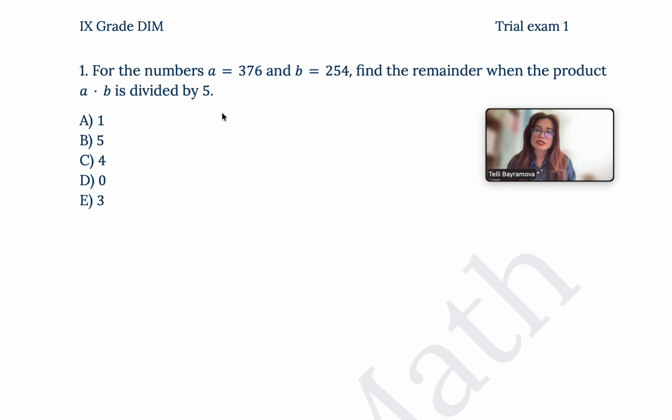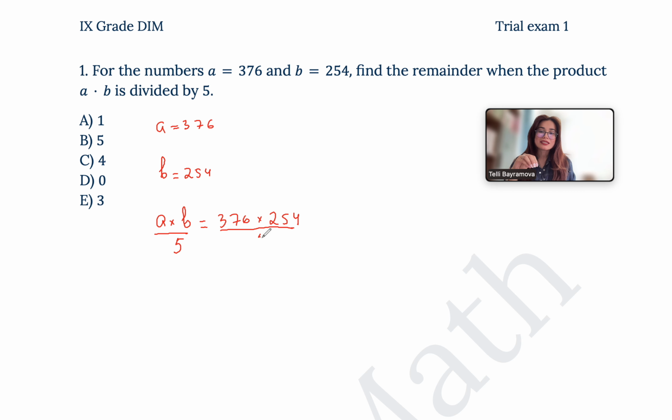So for the numbers A and B, A equals 376, and B equals 254. Find the remainder when the product of A times B, which means 376 multiplied by 254, is divided by 5.